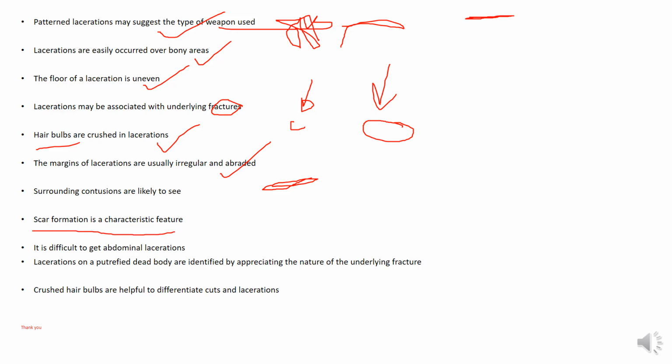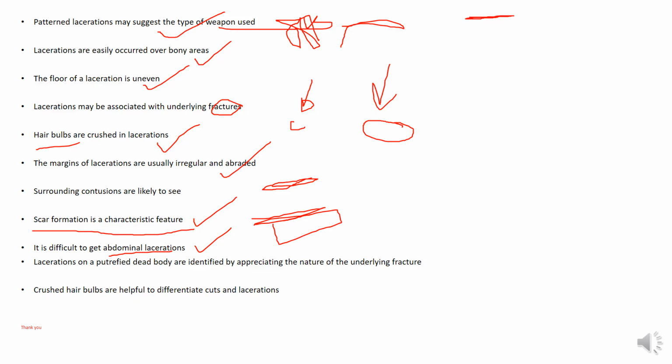Scar formation is a characteristic feature, it's correct. It is difficult to get abdominal lacerations, yes, it's again correct, because of the fat and lax tissues. It's difficult to get lacerations over soft tissues such as the buttocks and also over the abdomen.